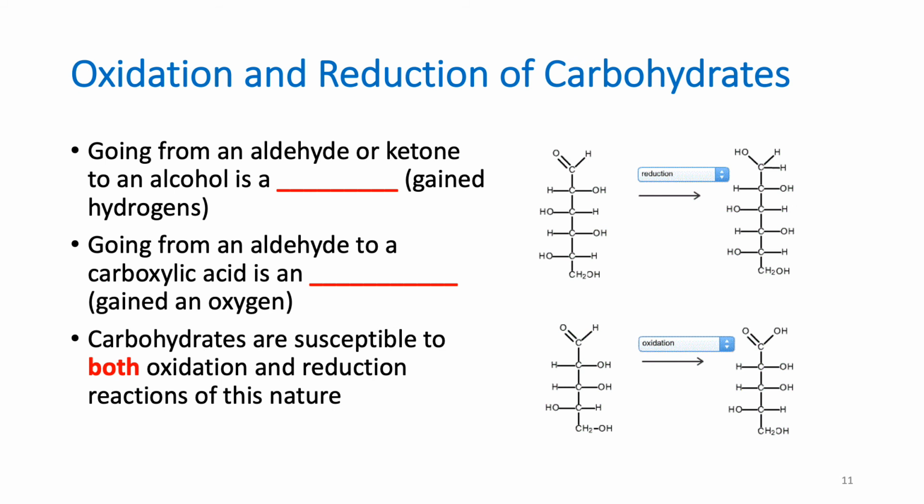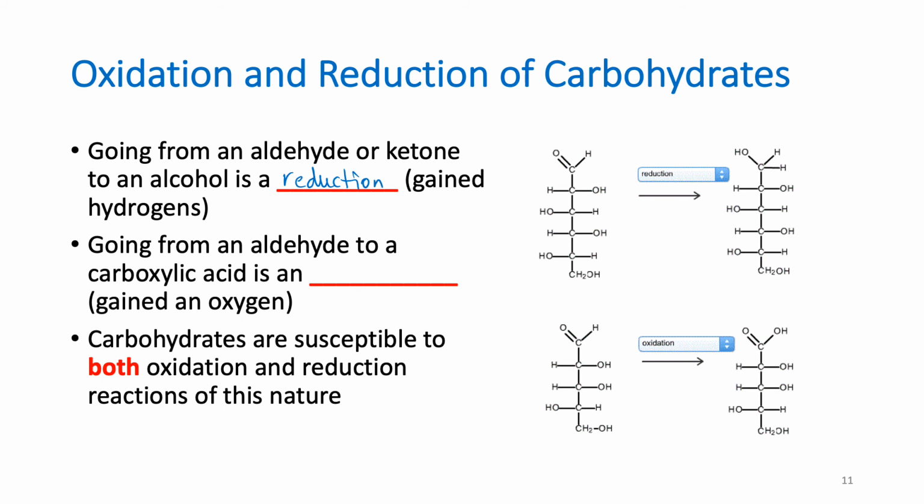Oxidation and reduction of carbohydrates. This pertains to Sapling problems as well. Going from an aldehyde or ketone to an alcohol is a reduction. You're familiar with this terminology because in organic chemistry I define reduction as gaining hydrogens or losing bonds to oxygens.